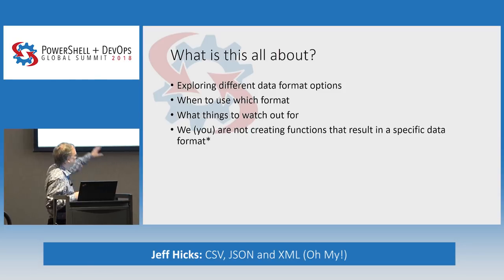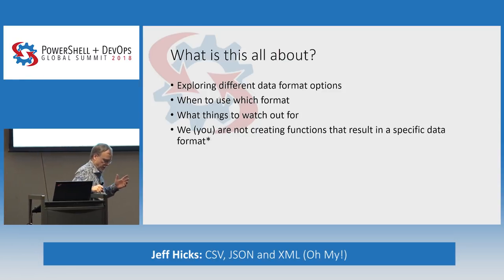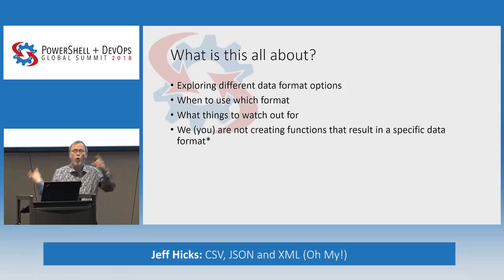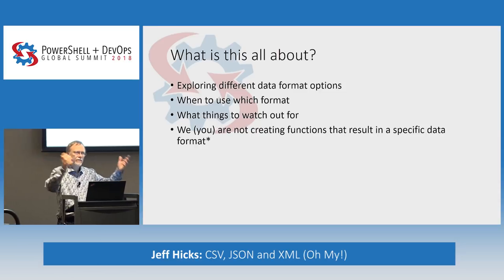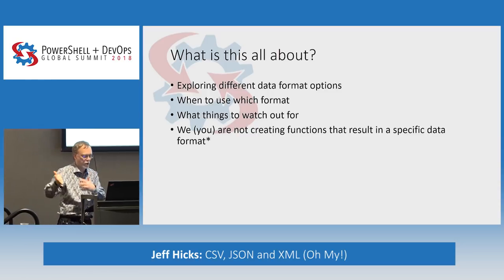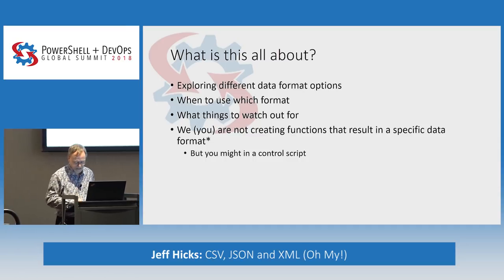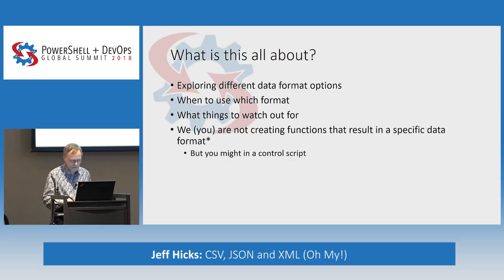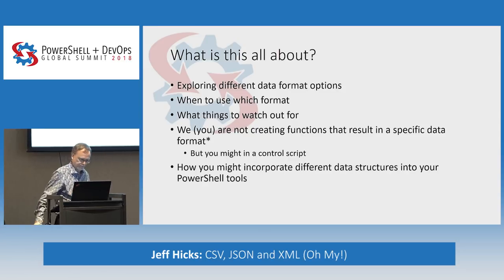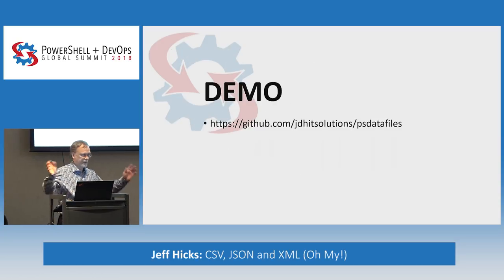Now, I know there are always exceptions. That's why I have the little asterisk up there. I'm going to be talking about using data structures that you might have to incorporate into your functions or tools. And also, you might have all this stuff that you're generating and need to put it in some other format for some other purpose. In a control script, that's where you can have your XML and JSON and CSV and whatever other formats come up, like DNA storage. So I want to talk about how you might incorporate different data structures into your tools, and that's pretty much the only slide.